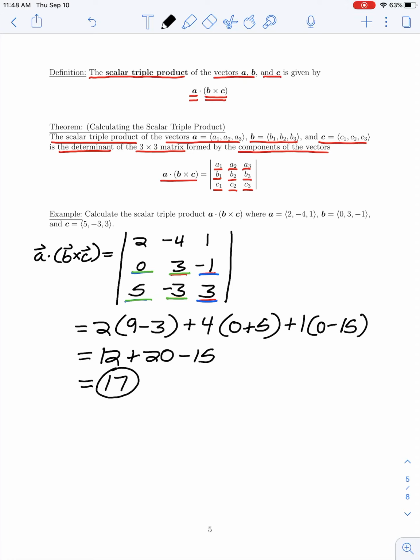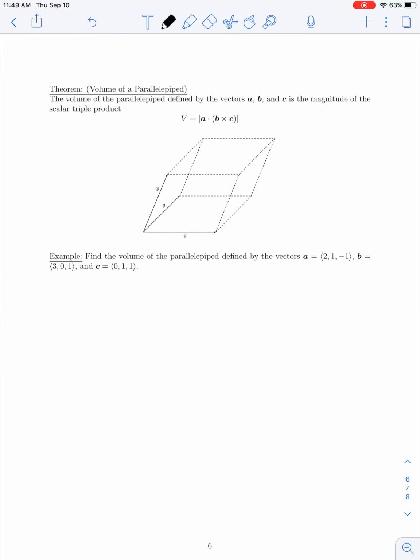Okay. So the scalar triple product of three vectors can be found by taking the determinant of the 3 by 3 matrix that has these vectors as its rows. So let's consider an application. In our next theorem, we get a formula for the volume of a parallelepiped. So let's consider what a parallelepiped is and see how this scalar triple product of vectors is related to its volume.